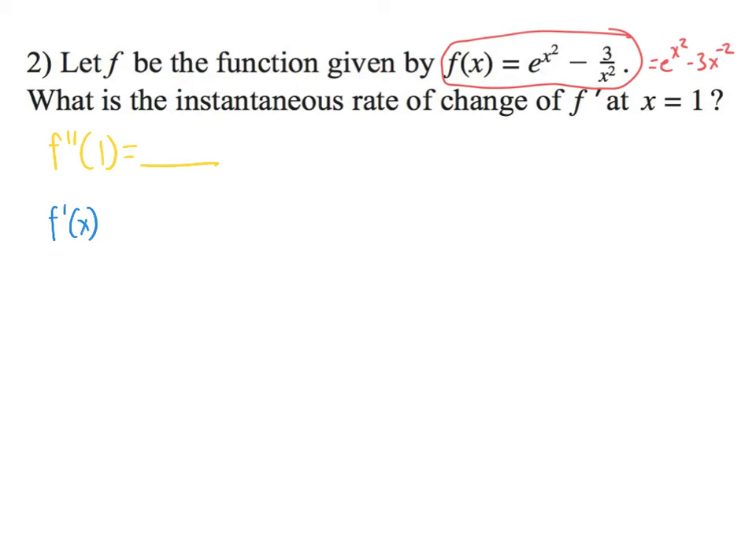well, e to the x squared. Those are pretty easy. It's just going to be e to the x squared times the derivative of x squared, which is 2x. All right, that's going to be minus, actually it's going to be plus 6x to the negative third. The reason for the plus is this negative 2 multiplies by that and drops the power by 1. And that right there is my first derivative.